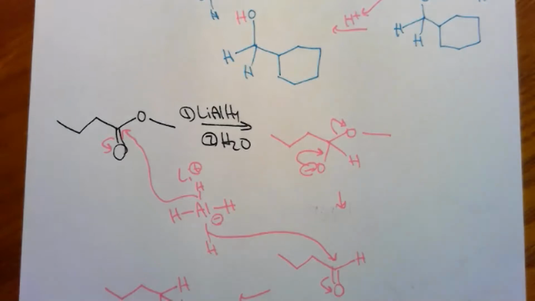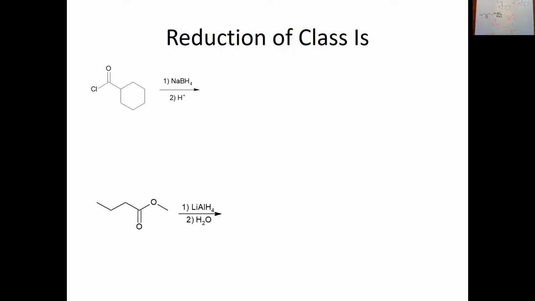Okay, cool. I think I may have just called these class 2 derivatives. That was a boo-boo. I didn't mean that. These are class 1 derivatives, carboxylic acid derivatives. So I made a primary alcohol out of both of these. In the bottom one, lithium aluminum hydride is my only choice because sodium borohydride is not capable of reducing an ester. Sodium borohydride is not strong enough.